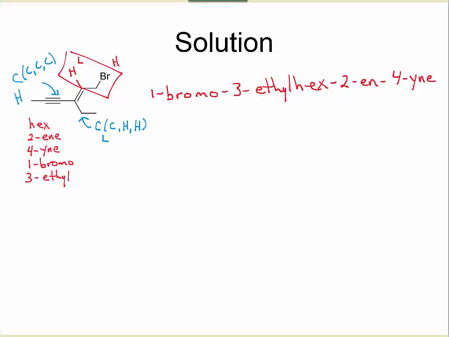So completing my nomenclature, I have to put an E up front. E, 1-bromo, 3-ethyl, hex 2-ene, 4-ine.